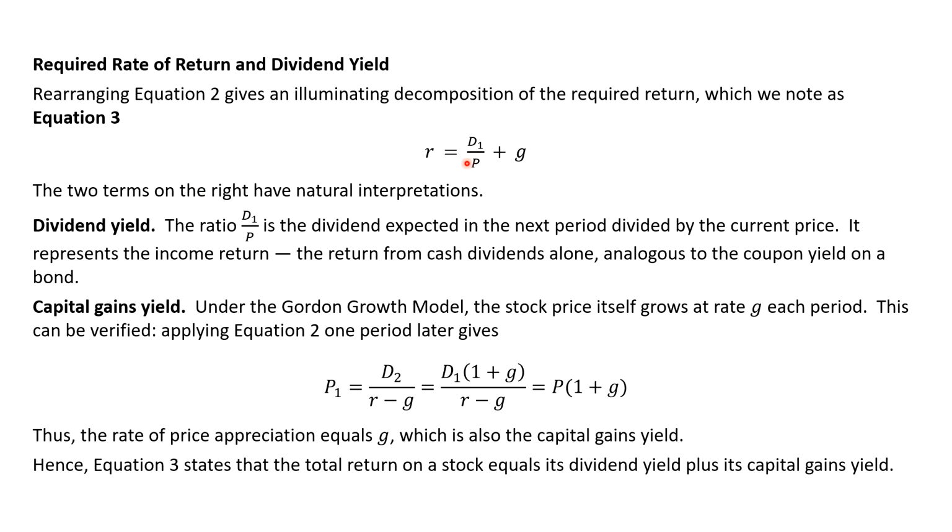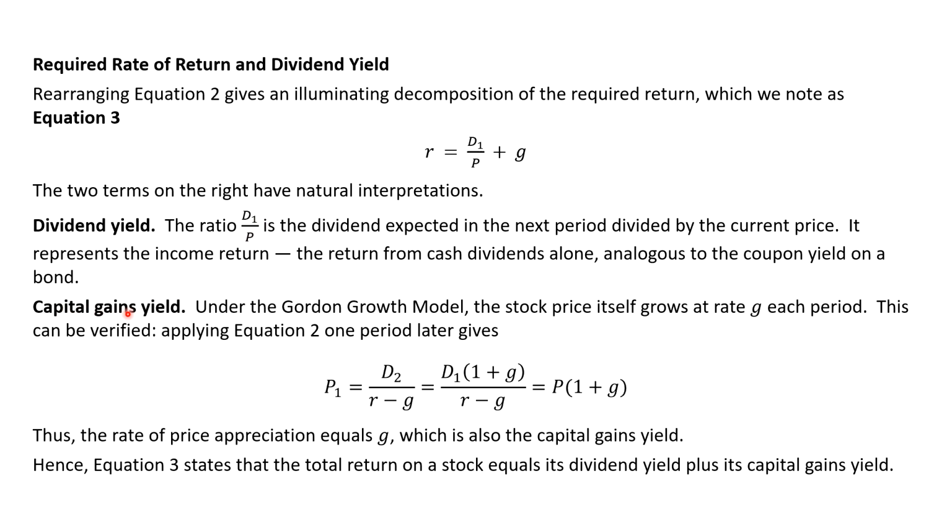The two terms on the right, in other words, this term here and the G, have natural interpretations. The ratio D1 to P is the dividend expected in the next period, D1, divided by the current price. It represents the income return, the return from cash dividends alone, analogous to the coupon yield on a bond. So this is sort of your return.